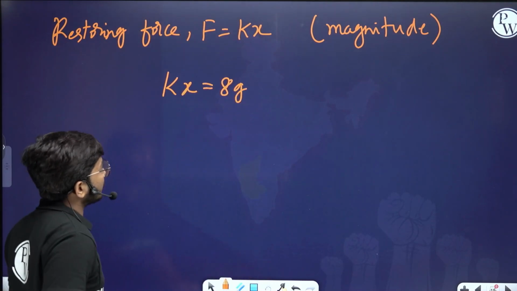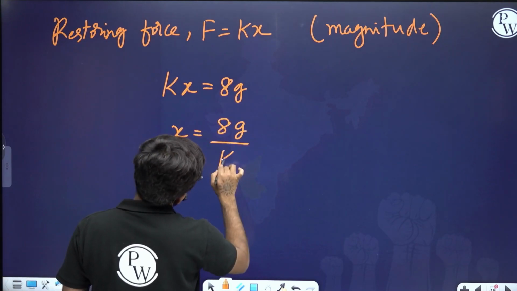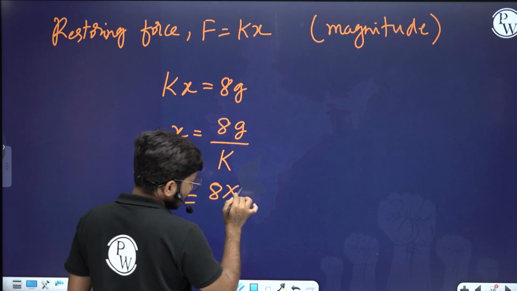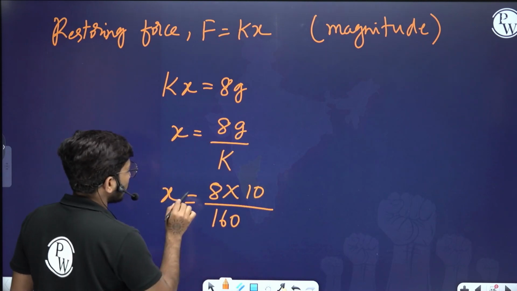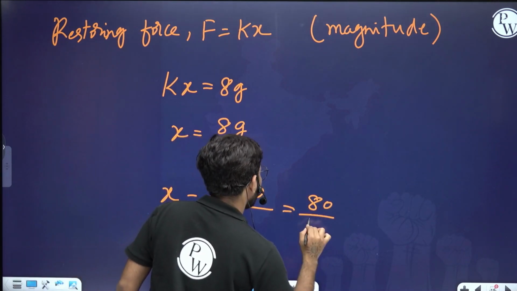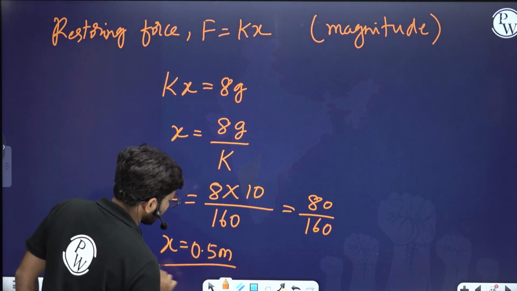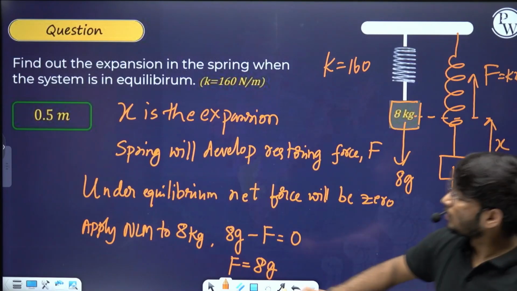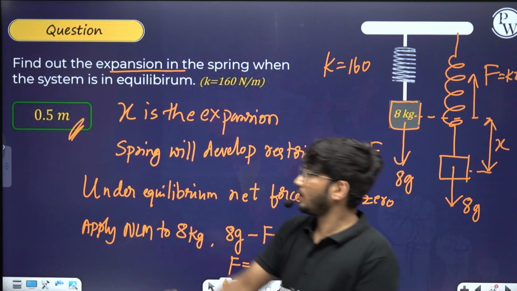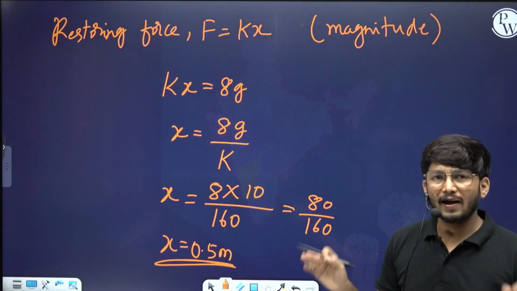Kx is going to be 8g and x is going to be 8g divided by k. 8 into g, the standard value 10, k they have given as 160. So x is going to be 80 divided by 160. So x is directly 0.5 meter. You have the answer 0.5 meter as the expansion in the spring. In this expansion all the forces will balance, correct? So this is clear.